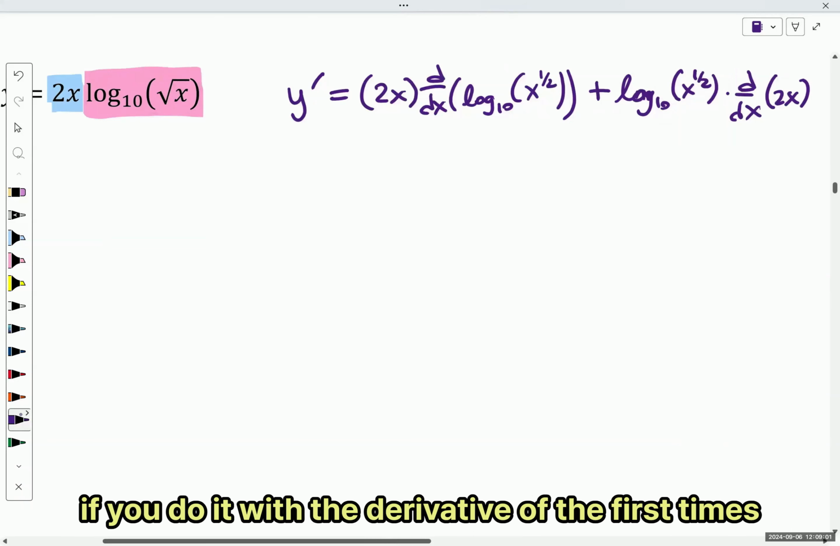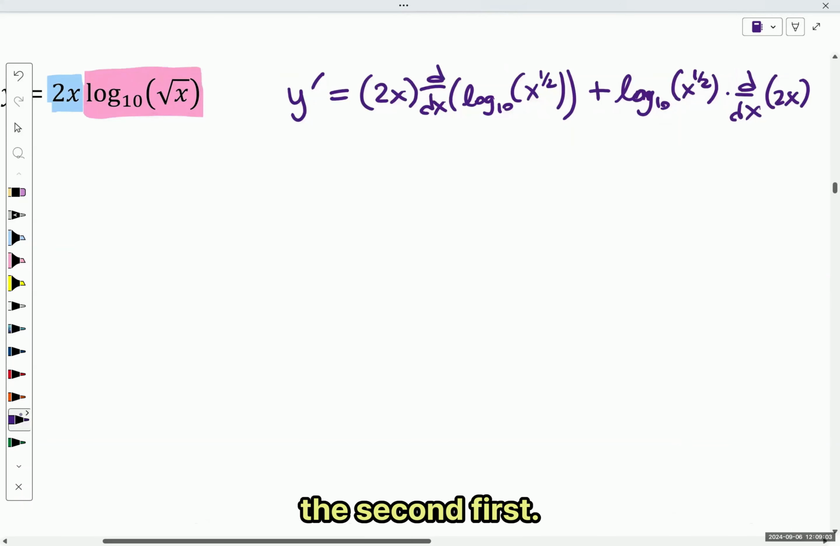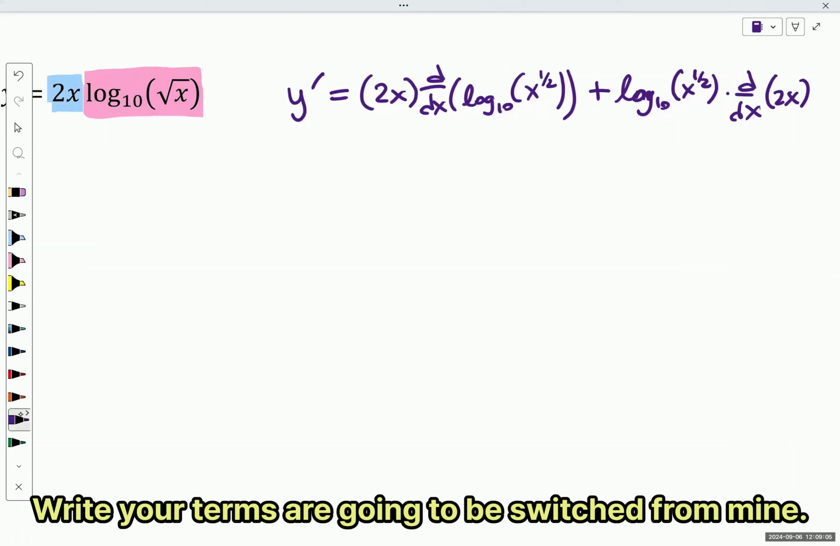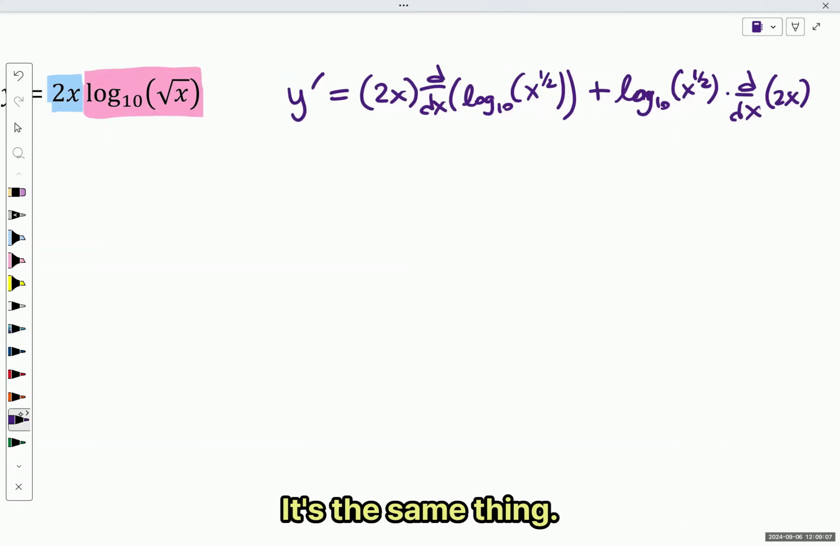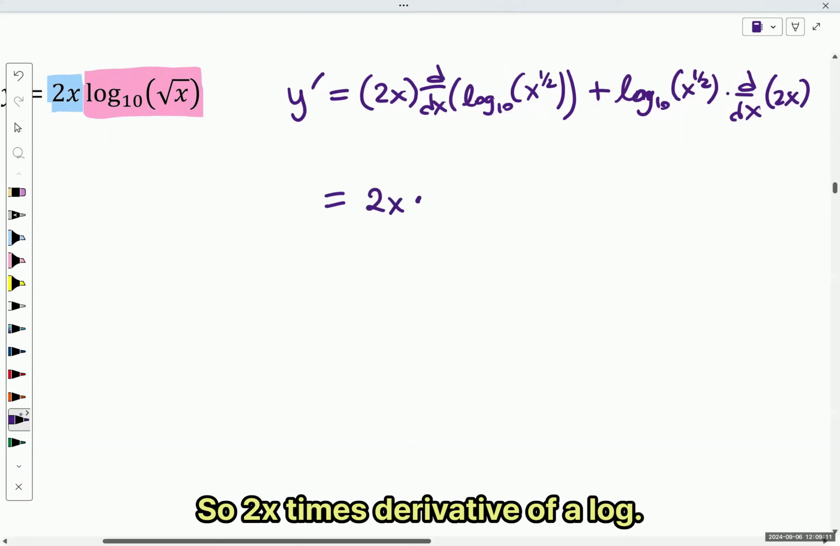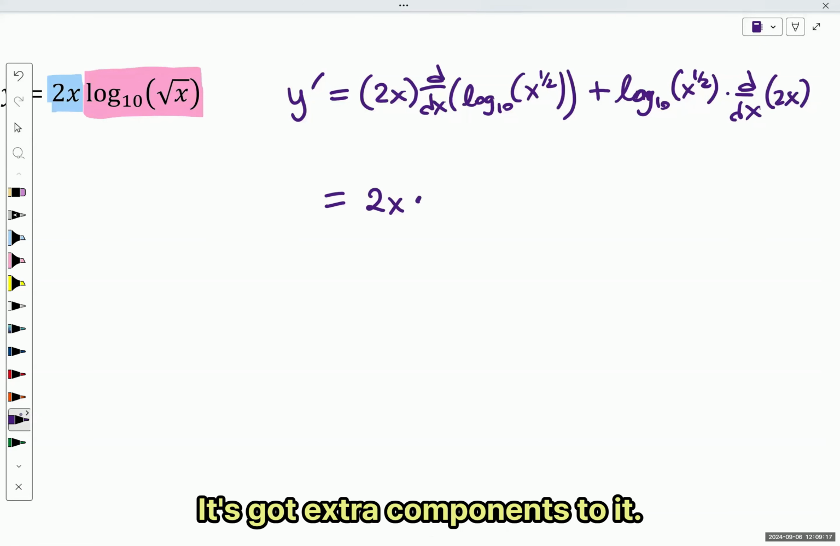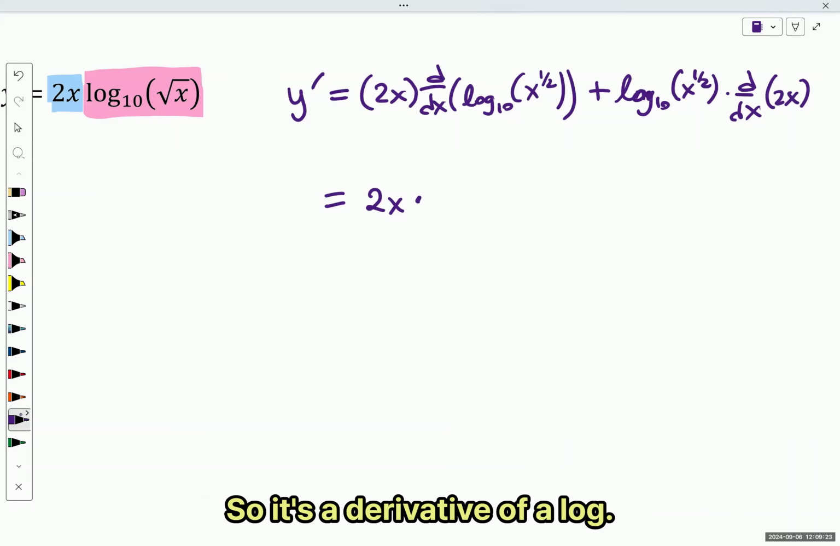So if you do it with the derivative of the first times the second first, your terms are going to be switched from mine. That's okay. It's the same thing. So 2x times the derivative of a log. And this one's complicated. It's got extra components to it. So it's a derivative of a log.